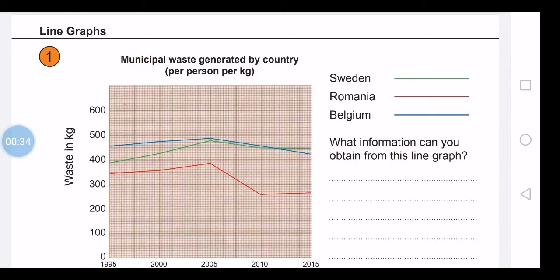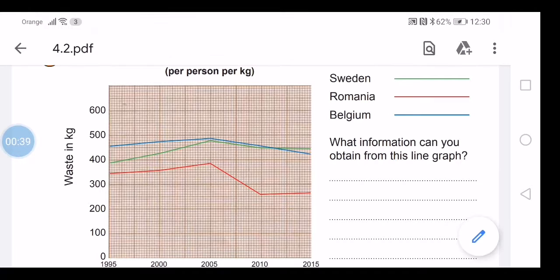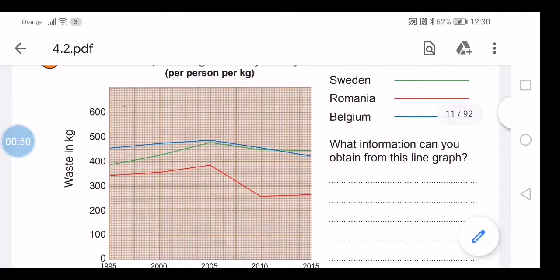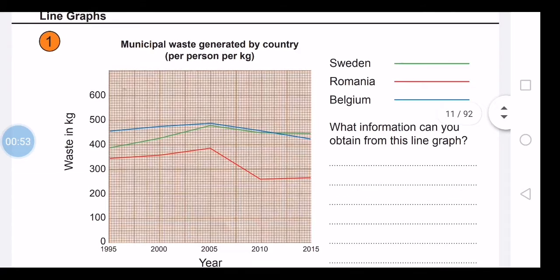And then on the left, on the y-axis, you can see waste in kilograms. So you can see that it goes up in steps of 100. So that's 100 kilograms, 200 kilograms. So basically what this graph is showing is the average amount of waste per person per year in 3 different countries. The green line represents how much on average a person wastes in Sweden. The blue line represents Belgium and the red line represents Romania.